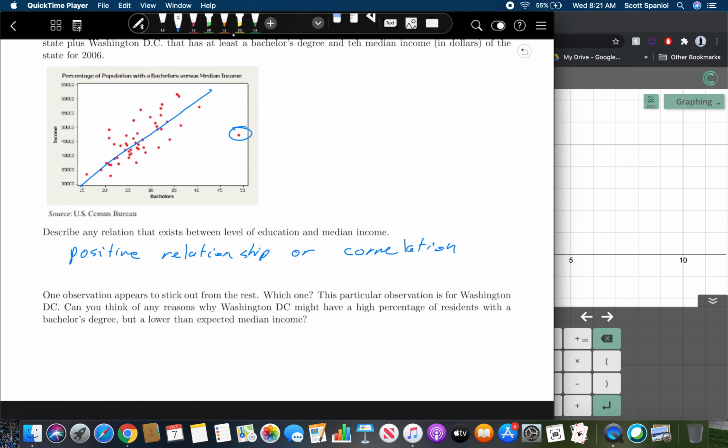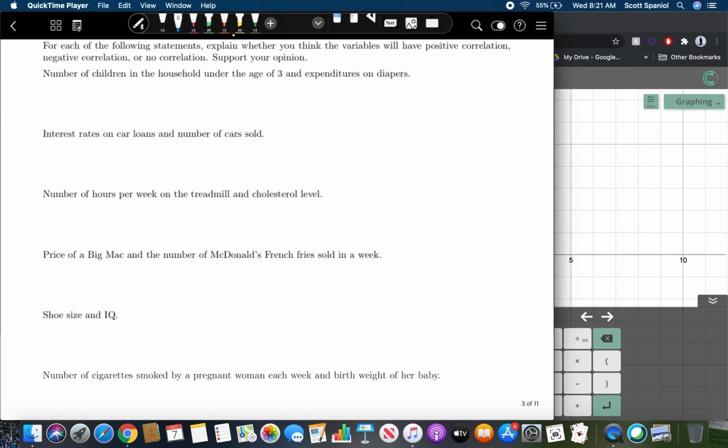In fact, there's a lot of people in Washington, D.C. that are interning who make almost no money but have bachelor's degrees or higher level degrees. Okay, so that's the idea.